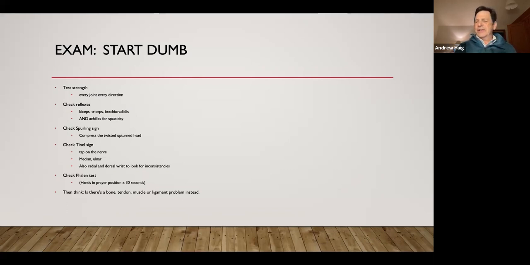Spurling sign is when you turn the head to the side, make them look up real high, and then push down on their forehead. If it hurts in their neck, it's not a positive test. If it hurts below the shoulder, Hank Tong and I did that study. That's got a high correlation with an EMG being positive for a cervical radiculopathy.